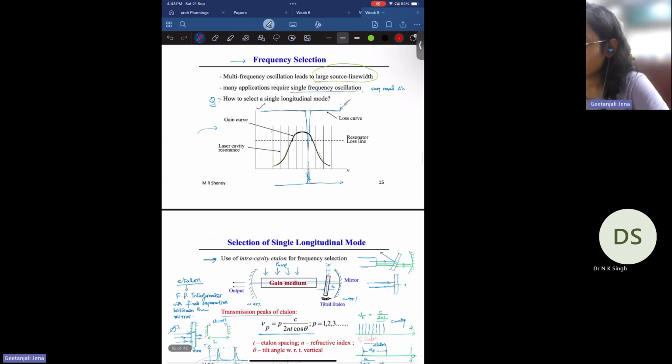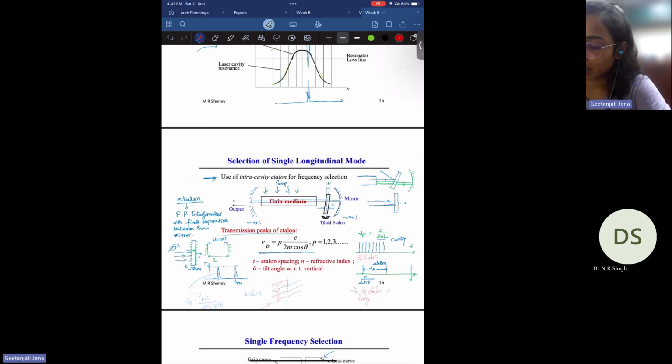For this, we use an intracavity Etalon. An Etalon, in the simplest terms, consists of two parallel mirrors. When you incident light like this, the light will reflect back and forth and oscillate inside this Fabry-Perot filter.